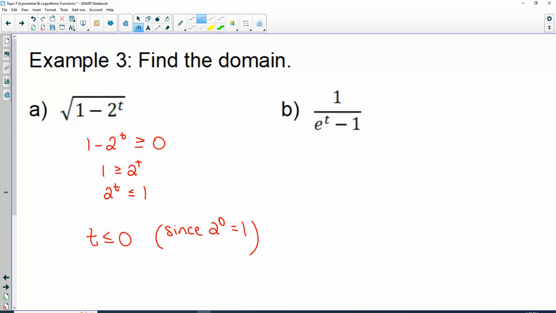So 0 is what makes that equal to 1. We want it to be smaller than 1, so t has to be less than 0. Interval notation, that would be negative infinity to 0 with the bracket.